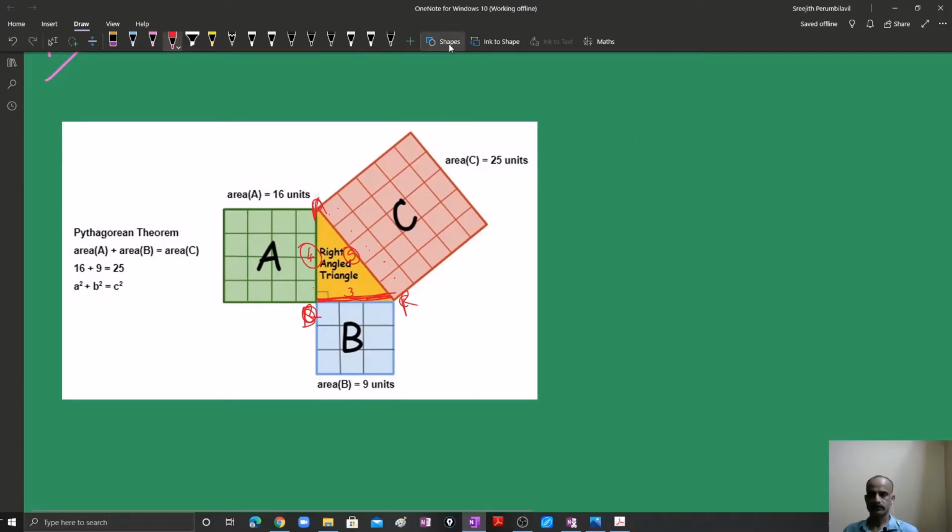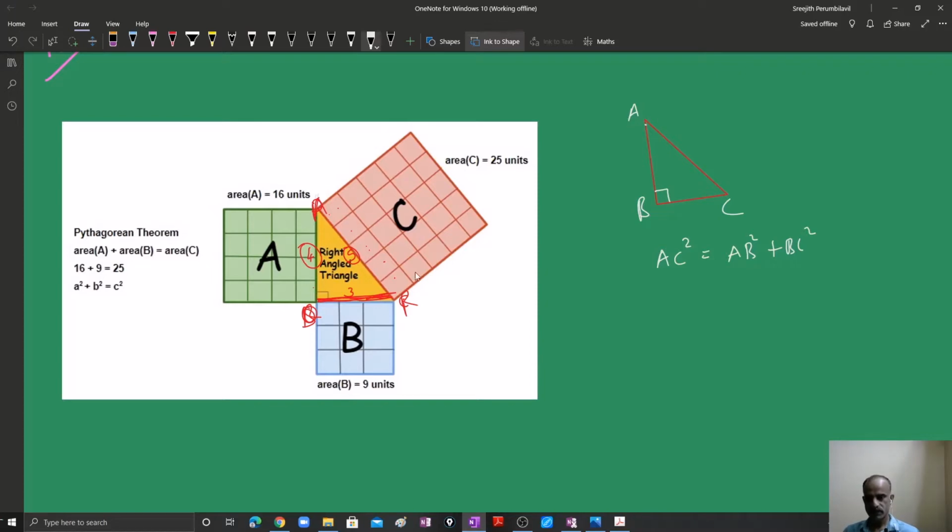In short, when we talk about a right triangle ABC, right angled at B, then the square of the hypotenuse AC square is equal to the sum of the squares of the other 2 sides.